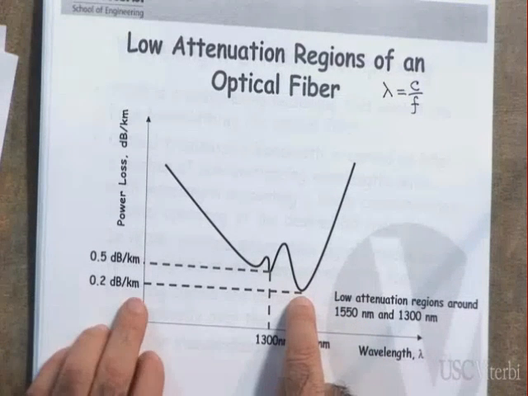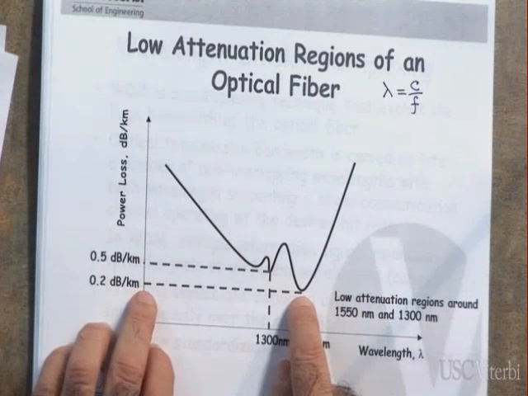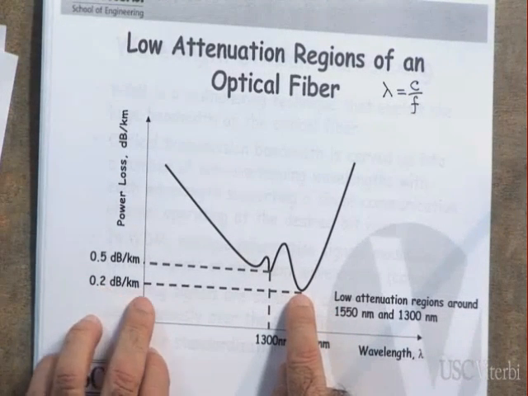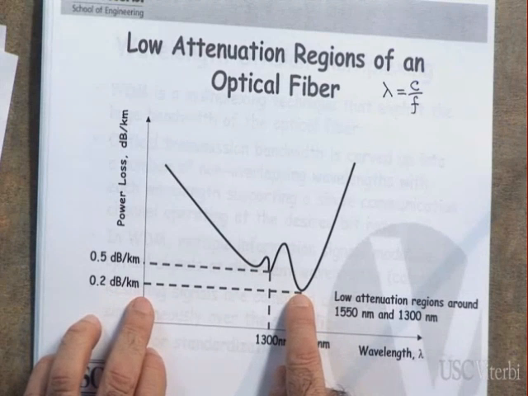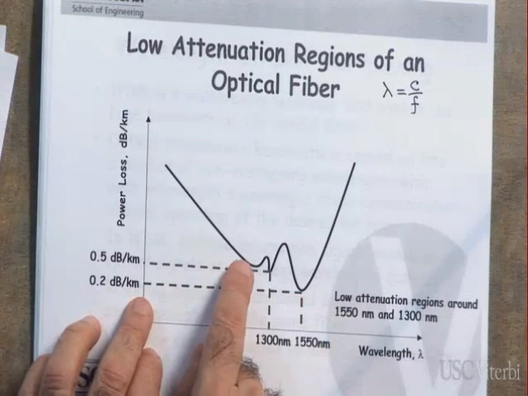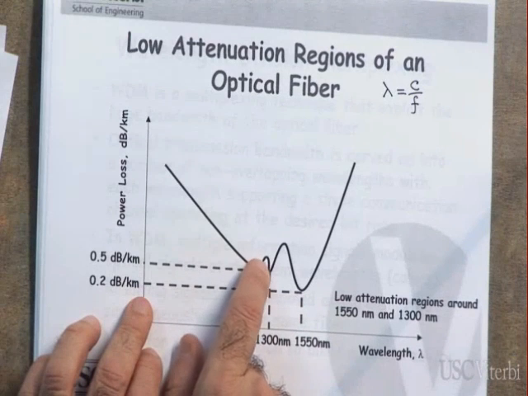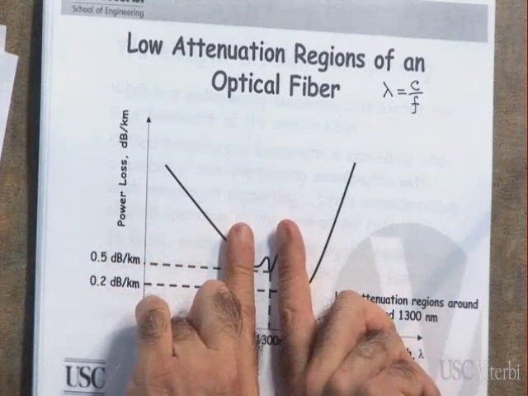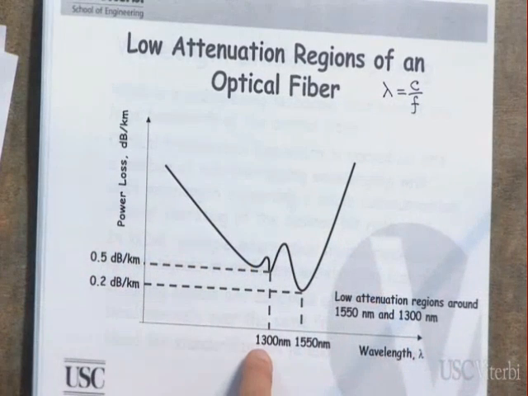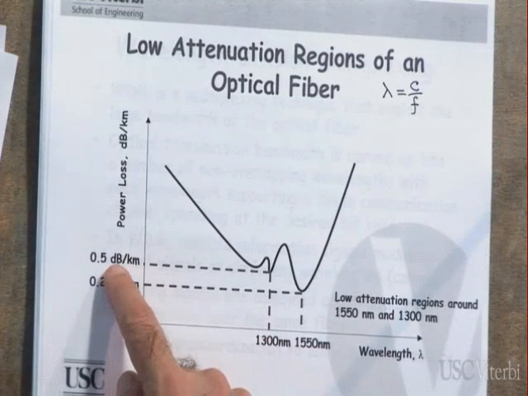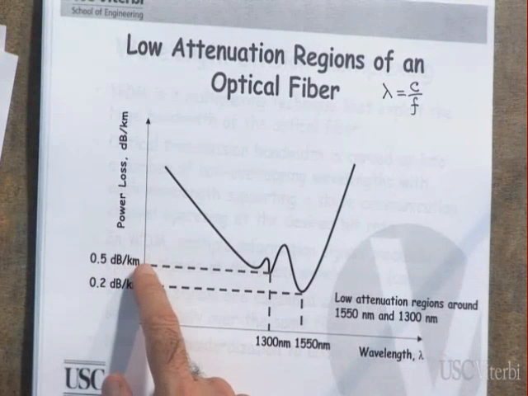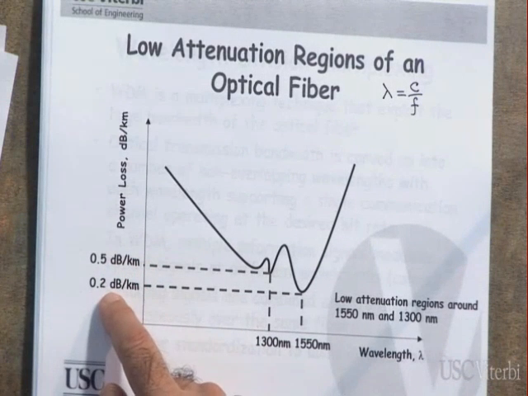They found that the attenuation at this value is roughly 0.2 dB per kilometer. Another minimum here, a local minimum, appeared at 1300 nanometer, and at 1300 nanometer, they found out that the attenuation is roughly 0.5 dB per kilometer, which is higher than this one.